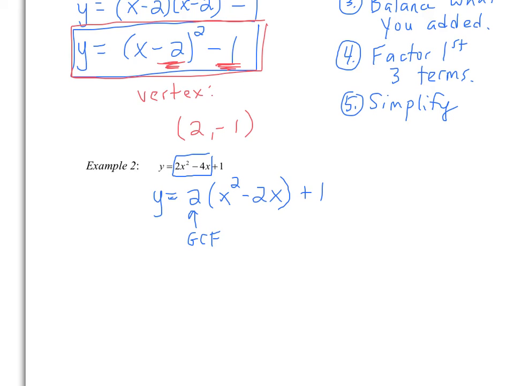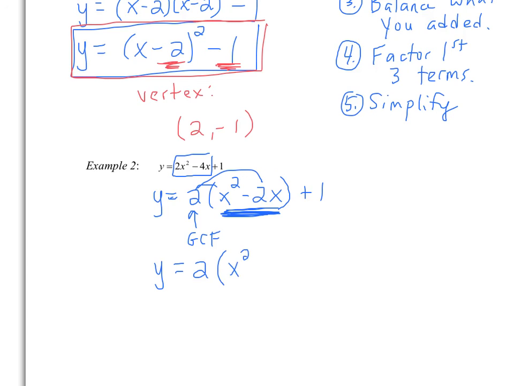Notice that if I were to distribute, I have not changed the problem. It's the same thing that we started with, 2x squared minus 4x. Again, I'm talking about distributing there. You get the same thing. So what we're going to do now is we're going to just drop this 2 down in front. We're going to bring it along for the ride. And then you're going to do the complete the square technique that we described in the previous problem on what you see here on the inside, that x squared minus 2x.